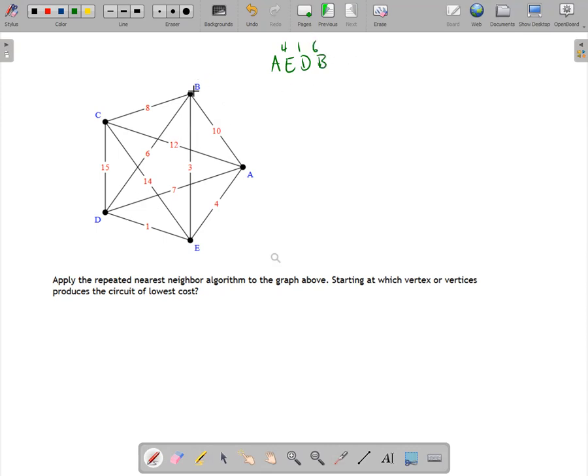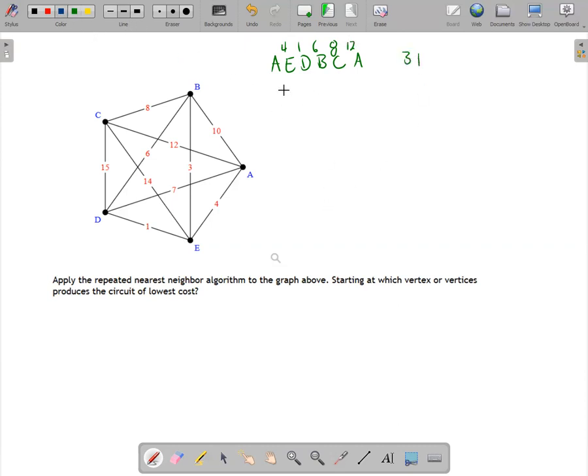And then from B, I really only have one choice to get to C and then back to A. So B to C for 8. And then I can get from C back to A to finish this off. C to A is 12. So I have A, B, C, D, E, starting and ending at A. The cost of this one is that sum up there. So that's going to be 11, 19, 31, looks like for that.